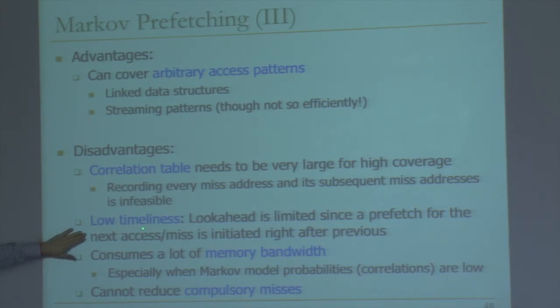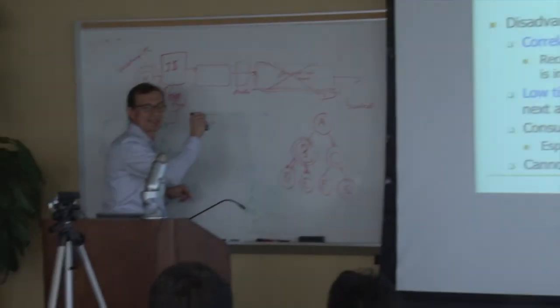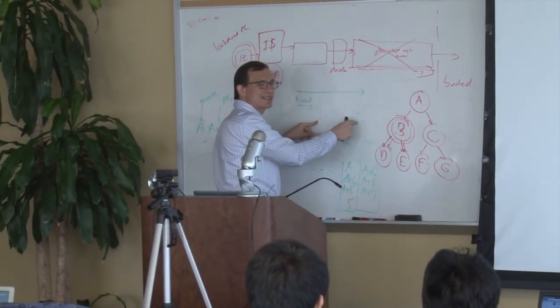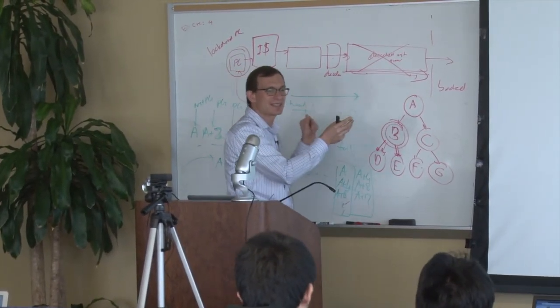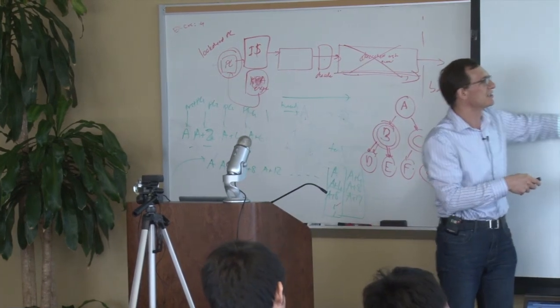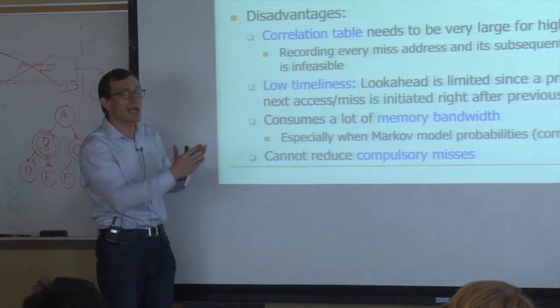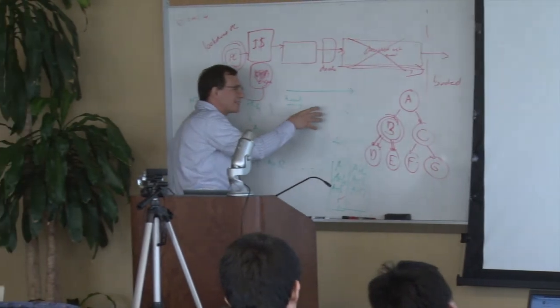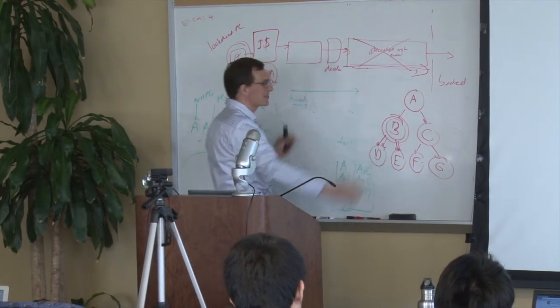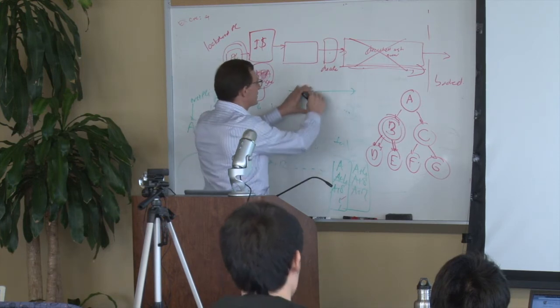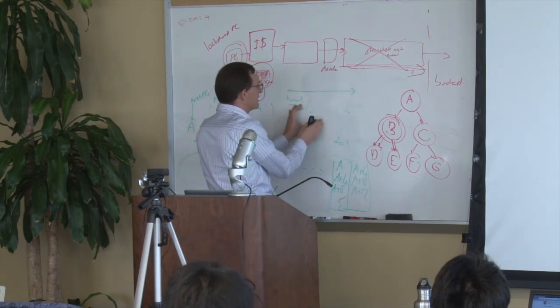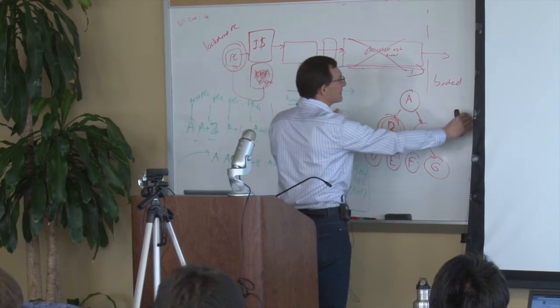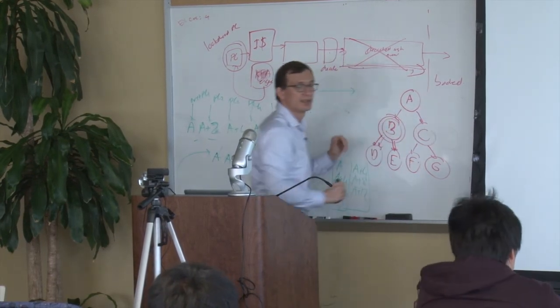The second is, at least the way I described it, you may get low timeliness, right? Because I'm seeing this address A, and I'm prefetching for the next address that I'm going to see. If you access the next address right after you access this address, well, it's too late, right? So you really would like to prefetch, look ahead a little bit, right? And how do you look ahead? You can imagine other techniques, right? Instead of correlating with this address, you correlate with the next nth address. That's one possibility. Or when you actually fetch this address, you prefetch a lot of other addresses you have seen in succession before.